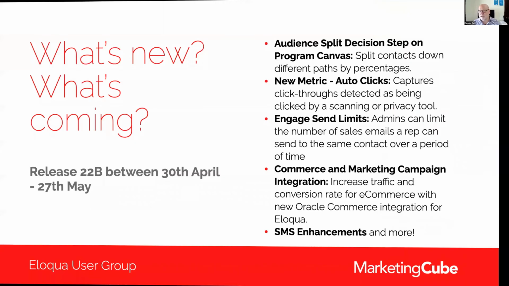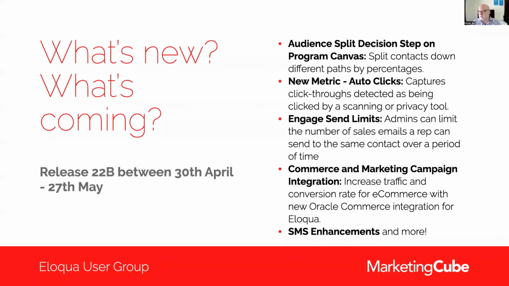So what's actually happening? That audience split decision step that we saw added to the campaign canvas is also being added to the program canvas. So that's good. New metric on auto clicks. I need to understand more about this because we know about auto opens, but I'm talking about auto clicks. I need to read further, but it's coming anyway and will be something to report on.